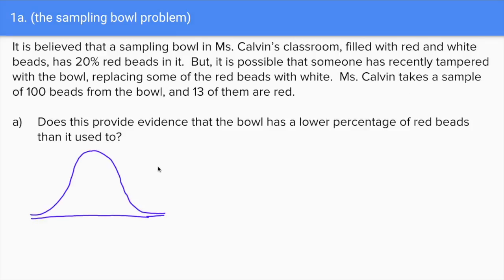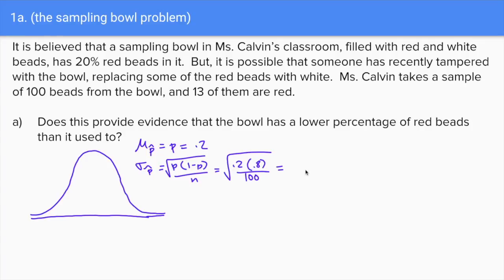Now I'm going to find the mean and the standard deviation of that sampling distribution that I'm looking at. Same formulas as last unit with sampling distributions. Mu p hat equals p, which is 0.2. And standard deviation, or sigma p hat, equals the square root of p(1 minus p) over n. Let me plug this in, and that comes out to 0.04. So I have a normal model with a mean of 0.2 and a standard deviation of 0.04.